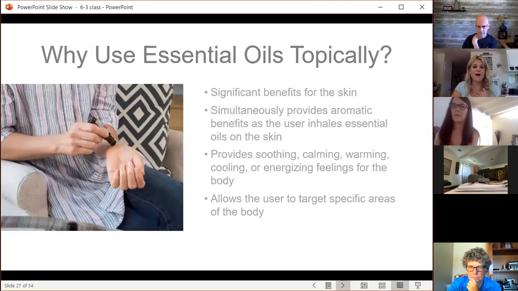Moving on to how we use them topically. Another way that we use essential oils in my home. So whether you're using them aromatically or topically, some of the benefits of topical use can just help with promoting healthy skin.